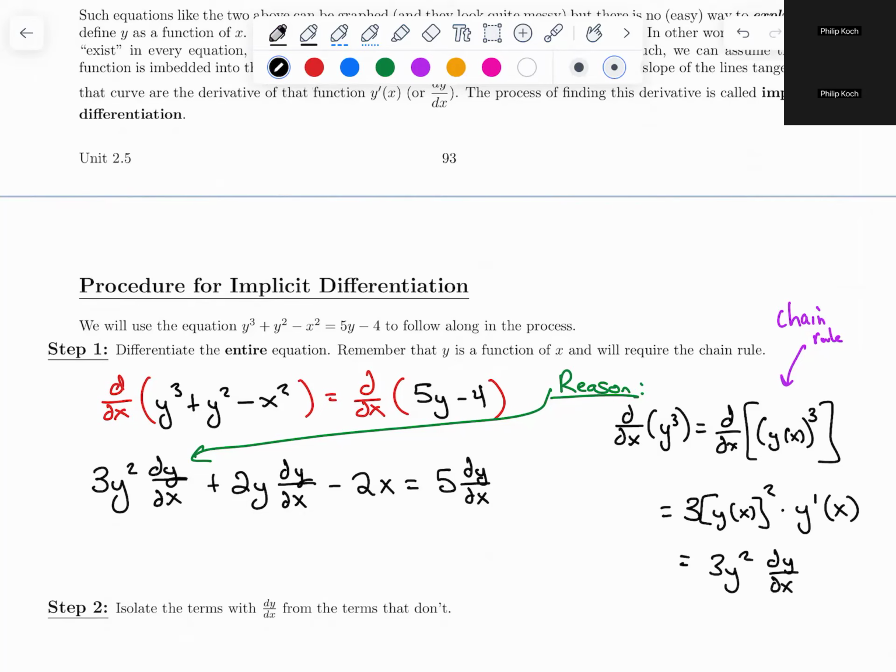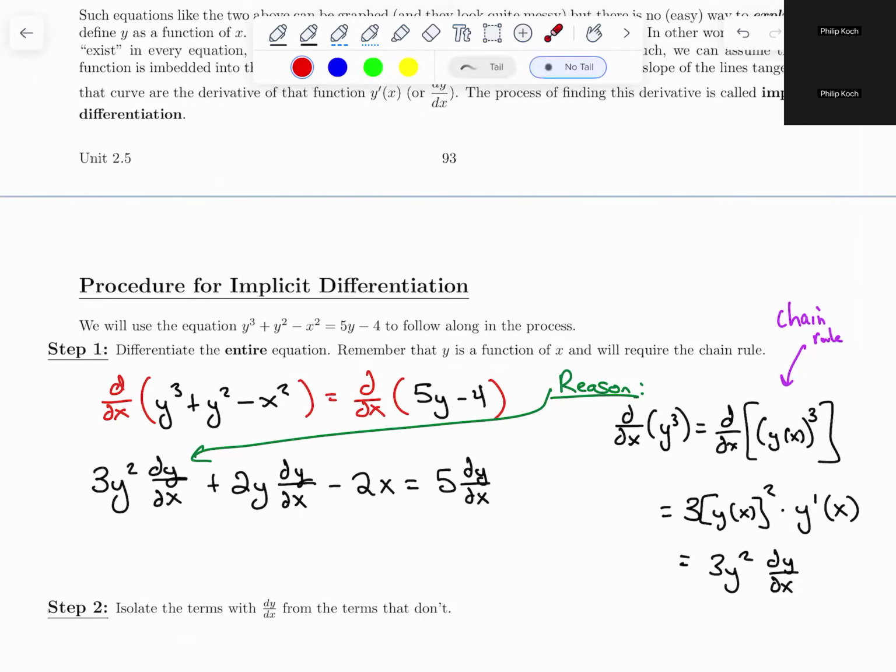Since it's implied, we can get rid of the y of x. Now, if it helps you at first, that's fine. Here's why I recommend against that. There's two, and this is why I like Leibniz notation a lot for this.